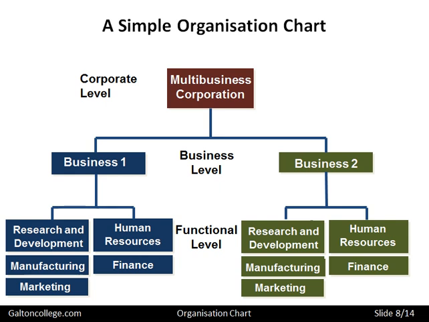Each business has all of its functional areas, and it makes a profit, and it feeds the profit back to the multi-business corporation at the corporate level. So we have, in this case, two businesses, but we might have many businesses. As I said, this is quite common, but it may not be the most efficient. The previous one may be more advantageous. It may not; it depends.